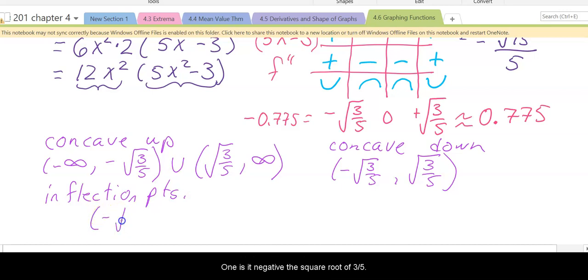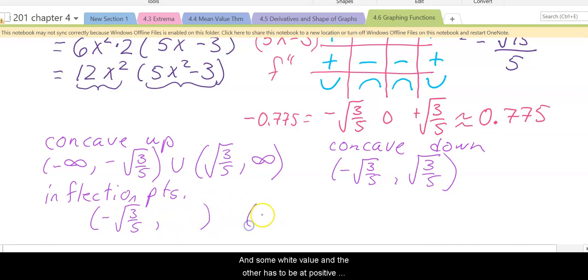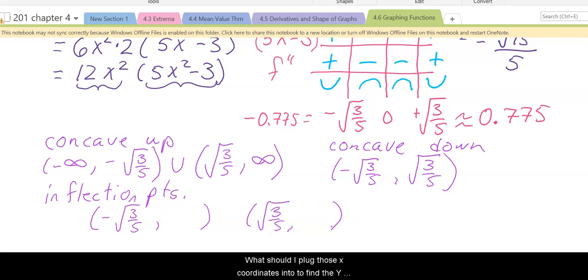One is at negative the square root of 3/5 and some y value, and the other has to be at positive the square root of 3/5 and some y value. How am I going to find the y value of the inflection points? What should I plug those x coordinates into to find the y value on the true graph? You're right, not the first derivative, not the second derivative, but the function itself.